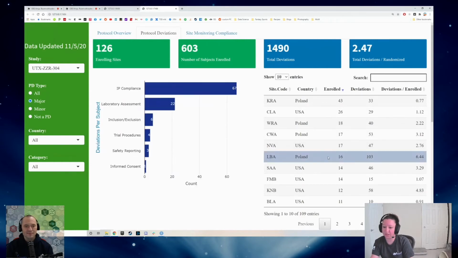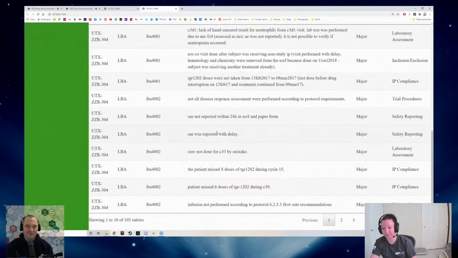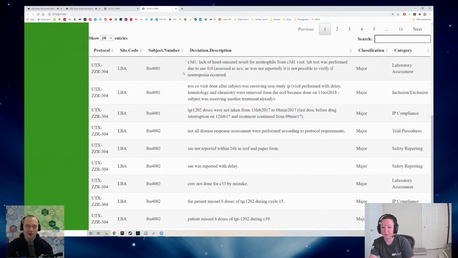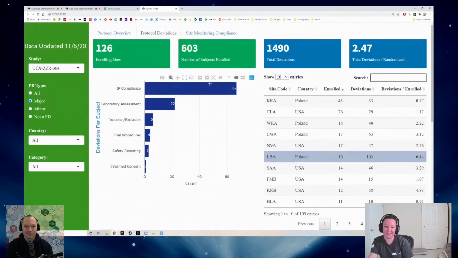What's going on in Poland? So I can click it and the chart updates and it looks like IP compliance. Yep. And if we scroll down, we actually get the drill down detailed information as well. Yep, and this is another example of going away from those dreaded static outputs across different domains and being able to put it all in one place. This is really cool.